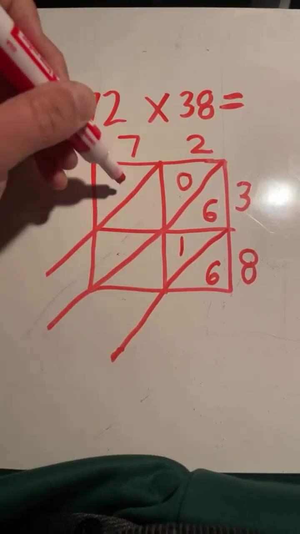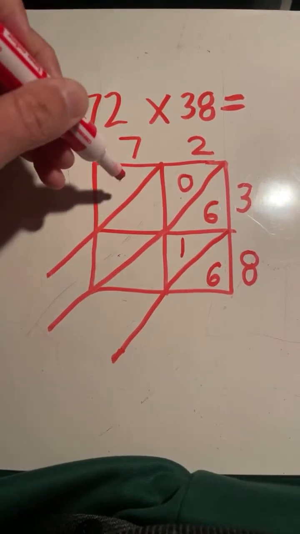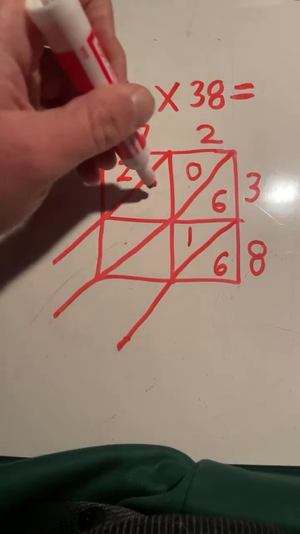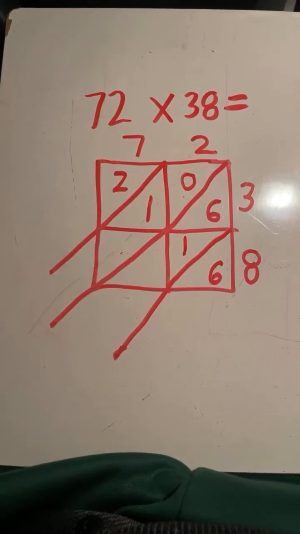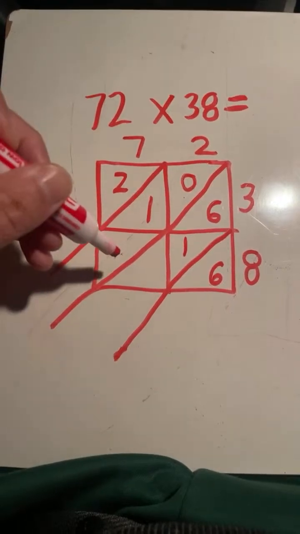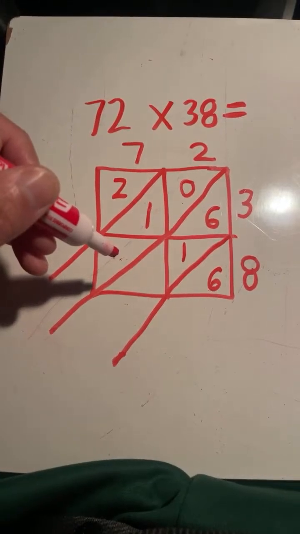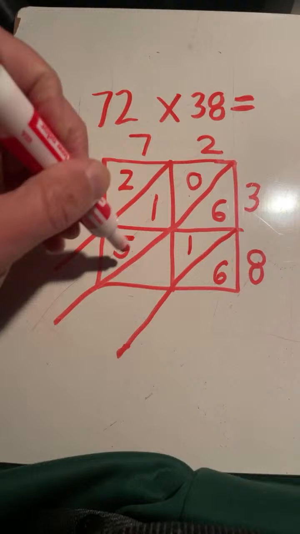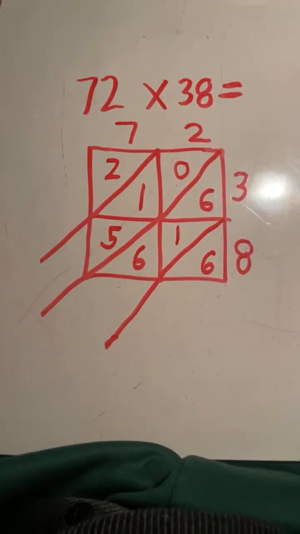In this square, we have the answer to 7 times 3. And we have one digit in each triangle. 7 times 3 equals 21. So we have a 2 and a 1. And then the bottom box is the answer to 7 times 8. 7 times 8 equals 56. We have a digit in each triangle. We have a 5 and a 6 for 56. So now we have done all of our multiplication.